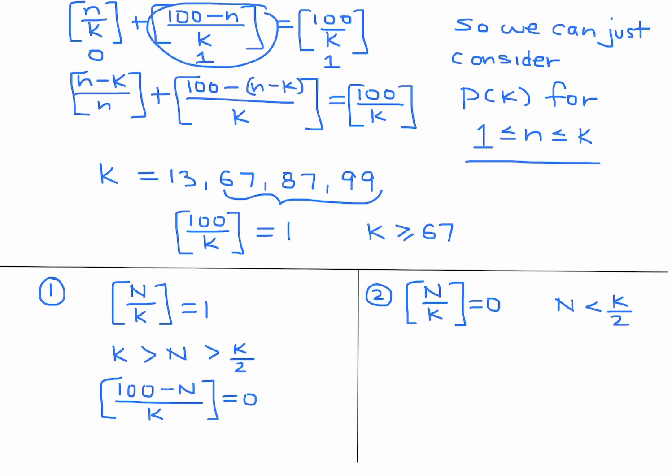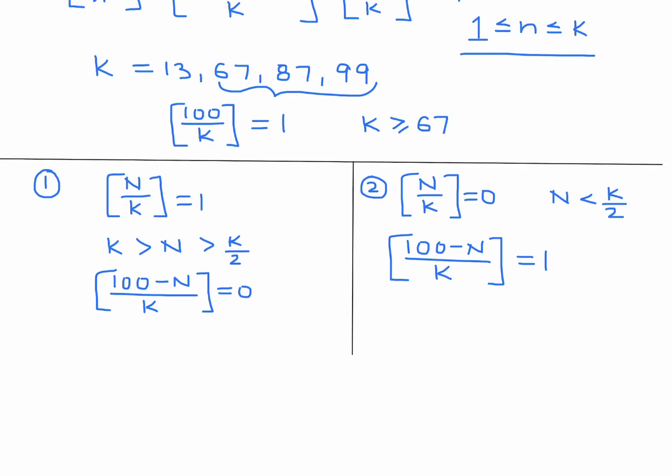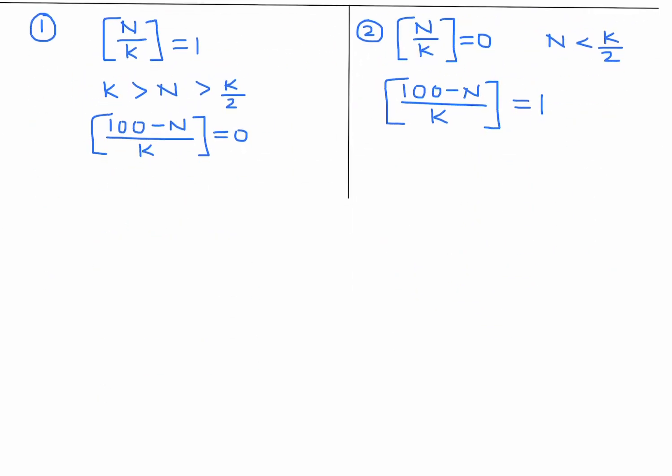Now we have to set this equal to 1. So that means 100 minus n over k is going to be equal to 1. So these are our two scenarios, and let's talk about these. First, let's talk about this one because it's a little bit easier.